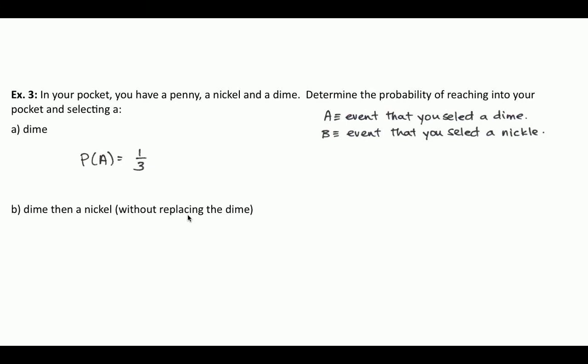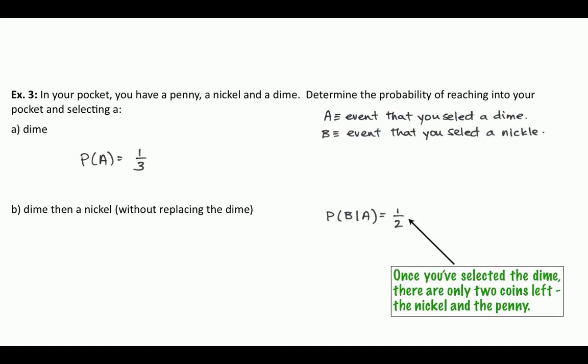Oh, this is a dependent event. Yeah. Because the probability of selecting a nickel on its own is 1/3. But the probability of selecting a nickel once that dime's already gone is different. It is. There's still 1 nickel, but now there's only 2 coins left in the pocket. So the probability of selecting the nickel, given that we've already taken out the dime, is 1/2. So it's a 1 in 2 chance.